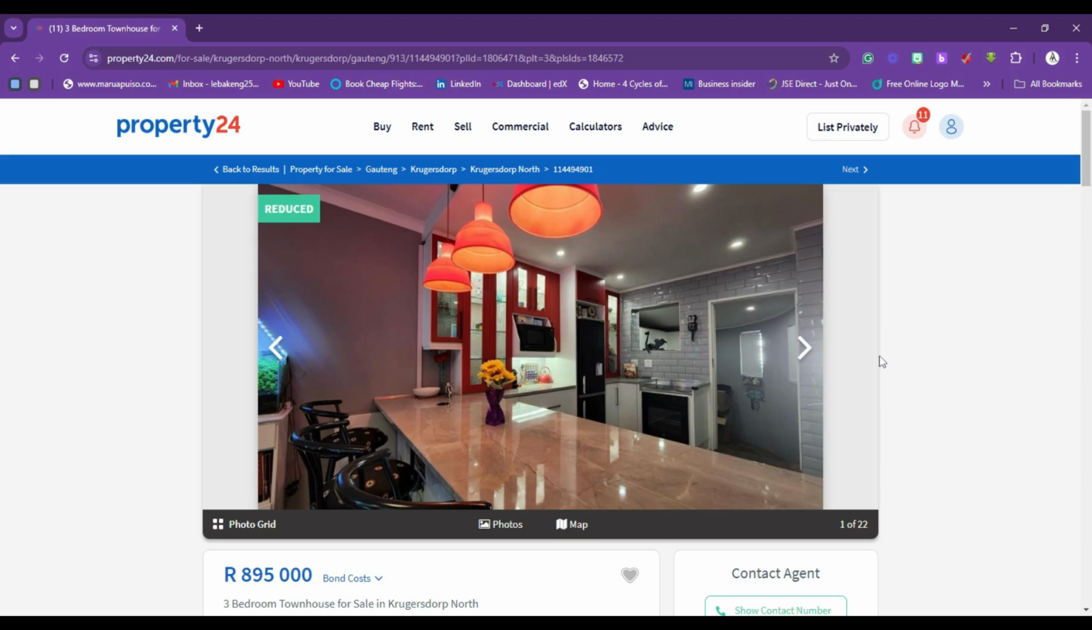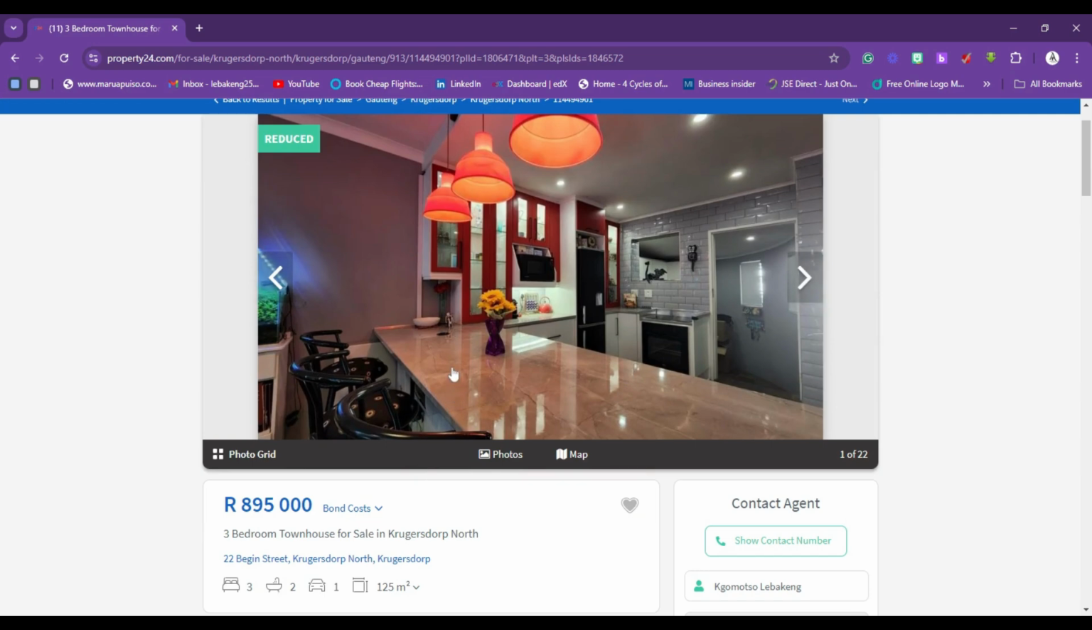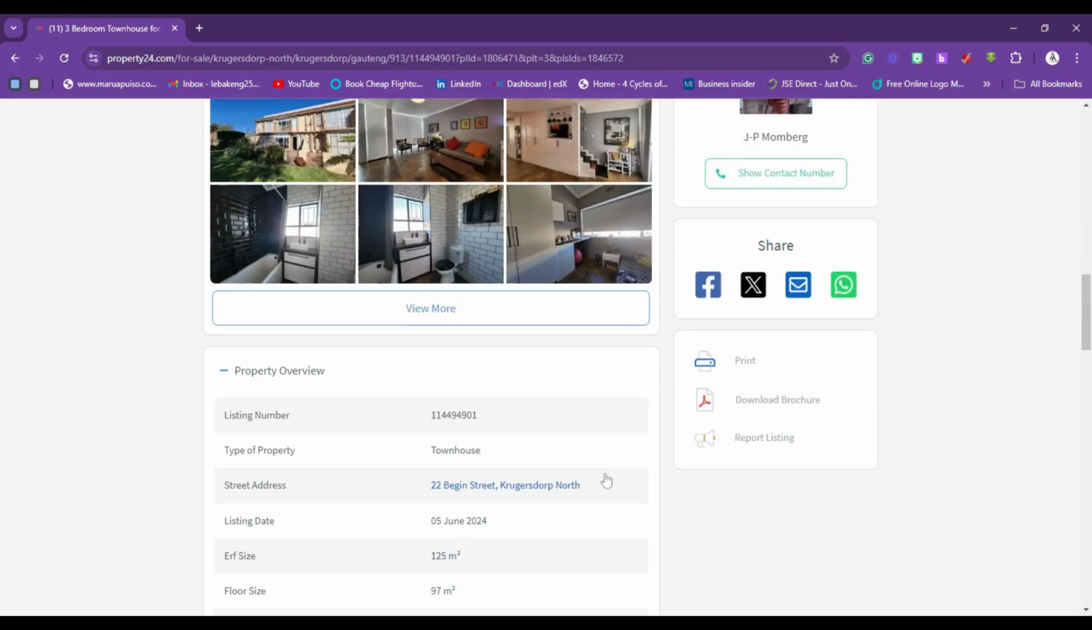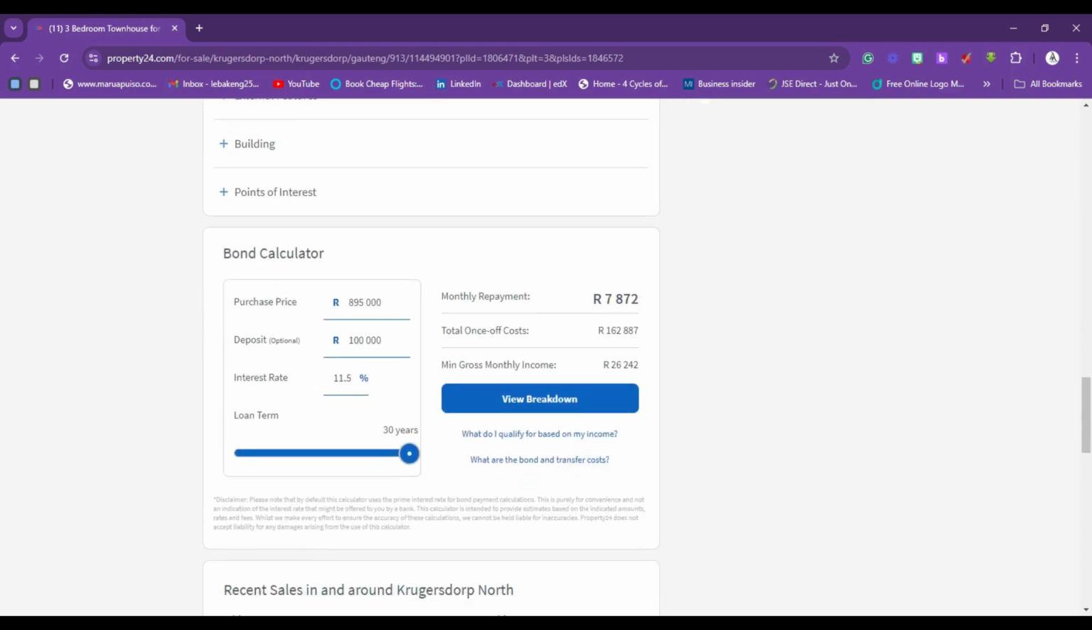So let's check this house over here. Now you have found the house. It's a beautiful house. We're not going to go into details, but this is the amount. It's more important. And the amount is 895,000 rands. Okay, so if we go down here, it's all the information you need. We're going to skip it as fast as we can.